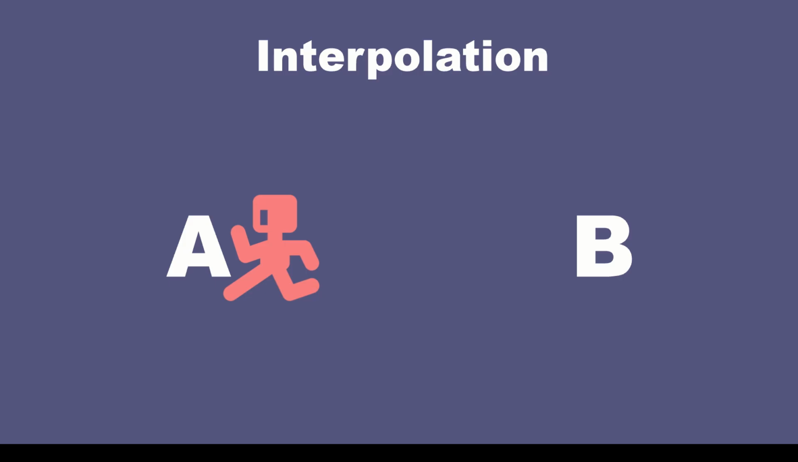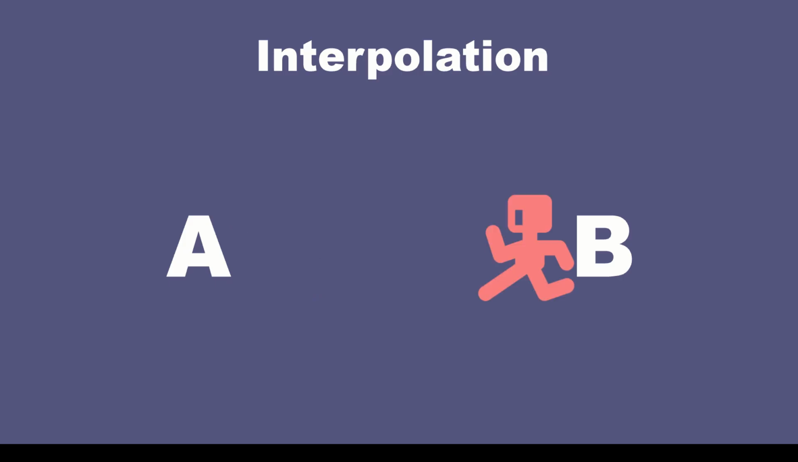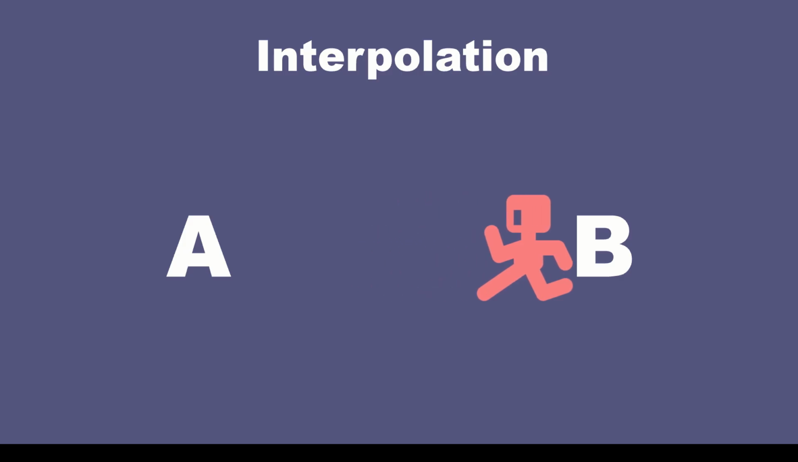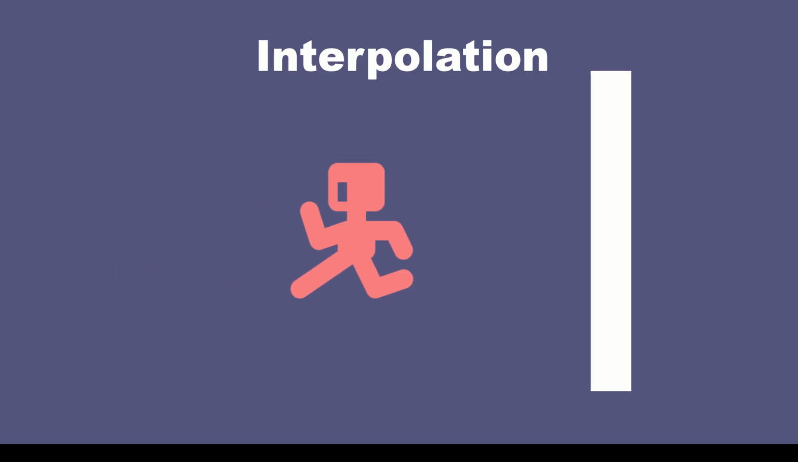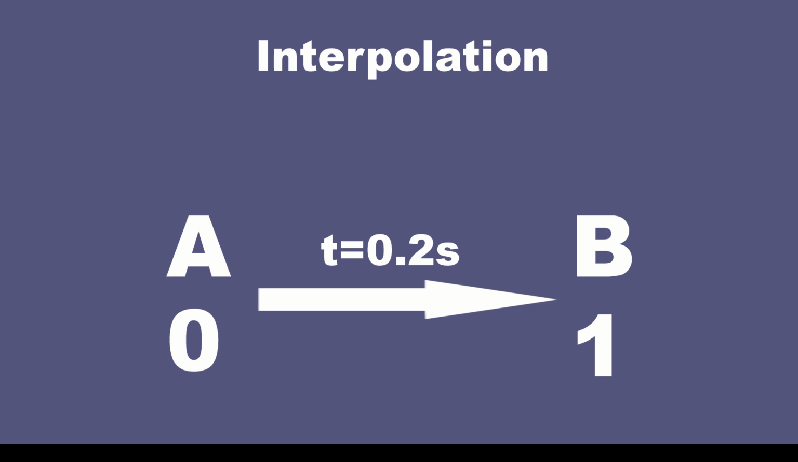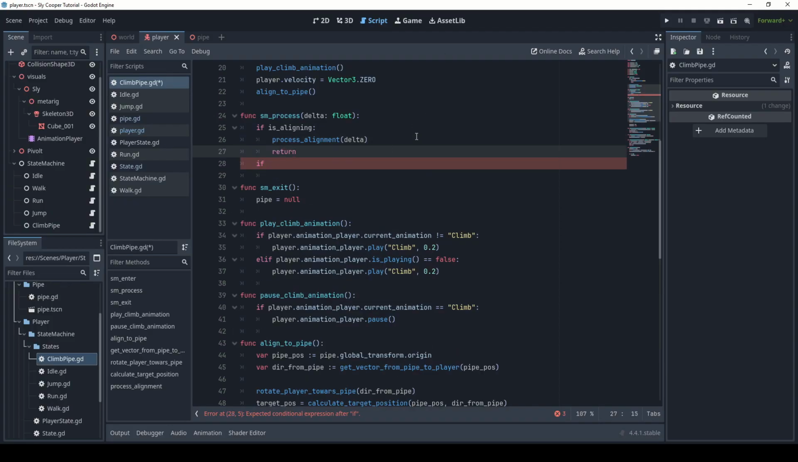Let's explain what interpolation is. Interpolation means smoothly transitioning between two values. Instead of instantly jumping from point A to point B, interpolation calculates the in-between values based on time or a factor. In our case, we take the player's starting position, we take the player's position near the pipe, and we want the player to smoothly move there within a set duration. The interpolation factor is a number between 0 and 1 that tells us how far we have moved from A to B.